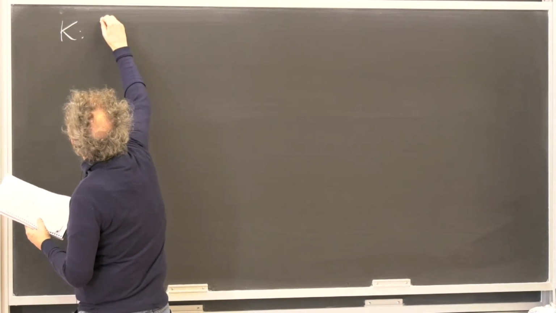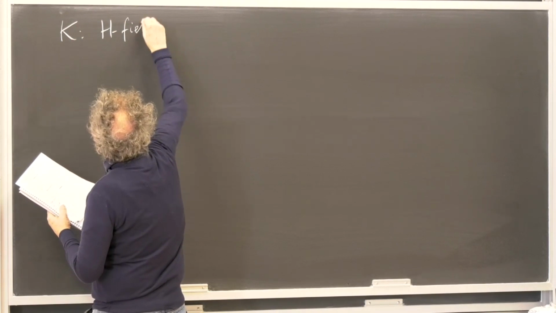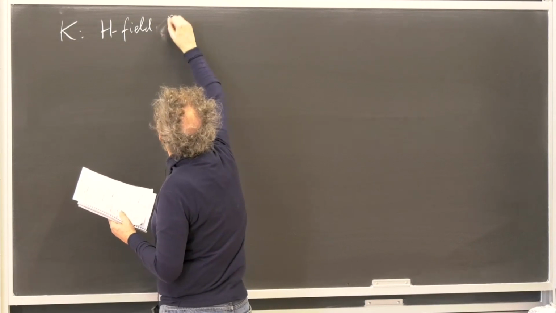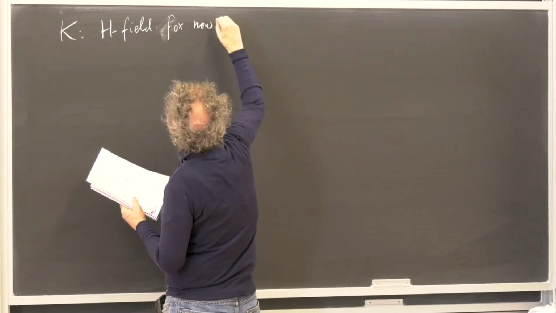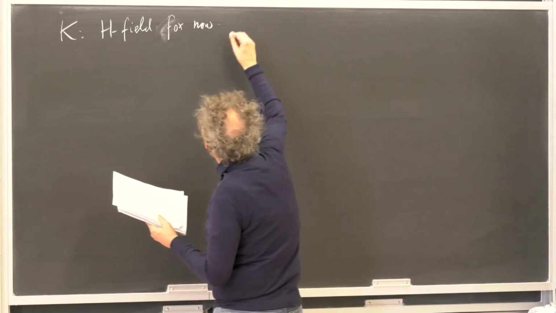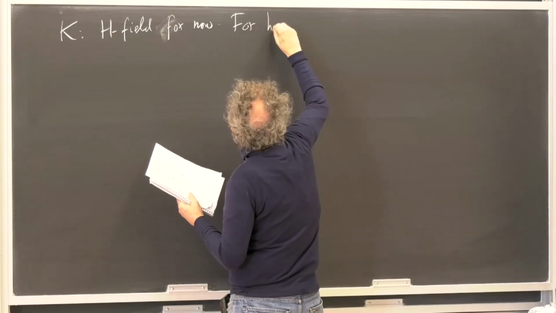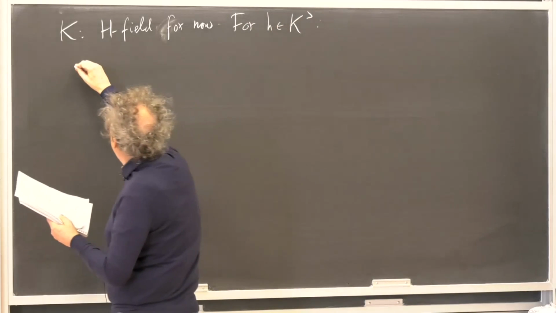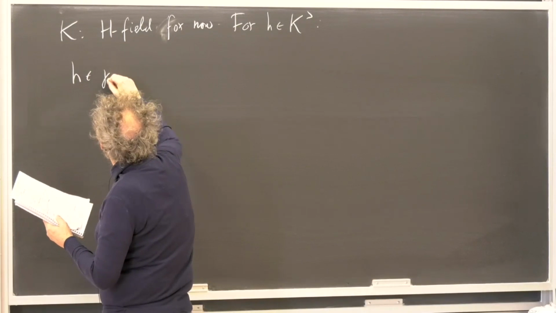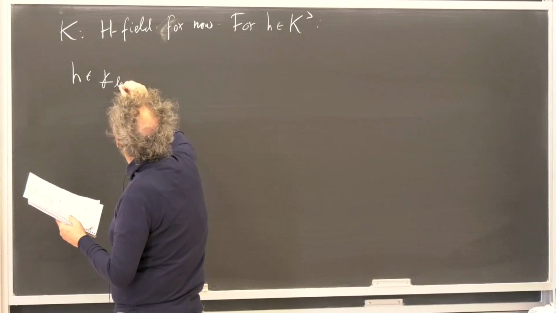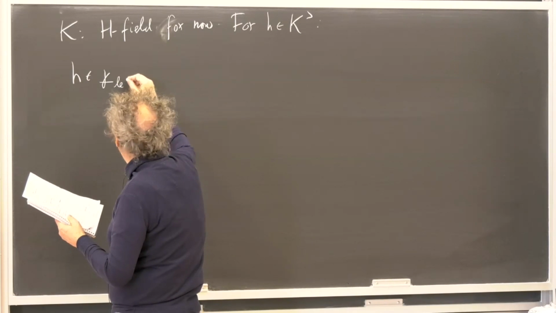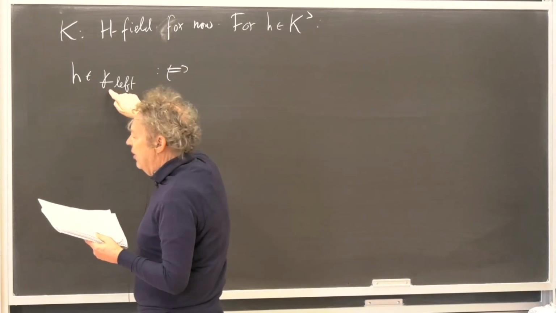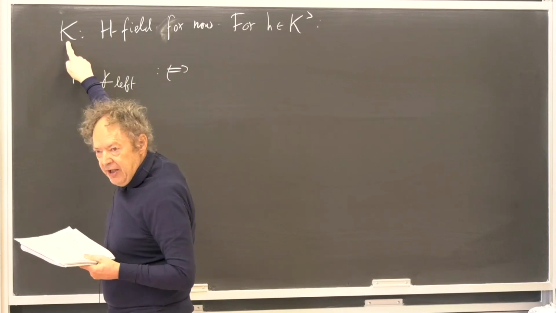K is an H-field from now on, until further notice. If you take a positive element in K, you can say that H is in the left part, the left being the smaller things, right? Here I'm taking gamma in the sense of K.